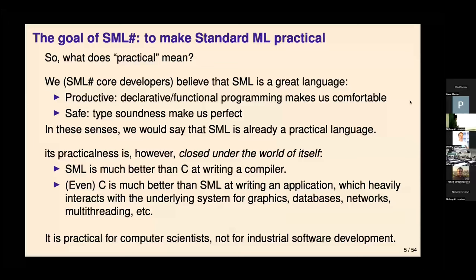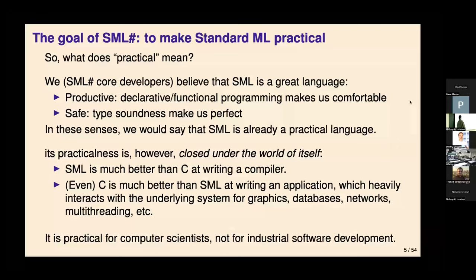This means that a functional programming language is good at symbol transformation of symbol sequences. So SML# is good at writing a compiler. Someone said that a typical application of Standard ML is a compiler of Standard ML.